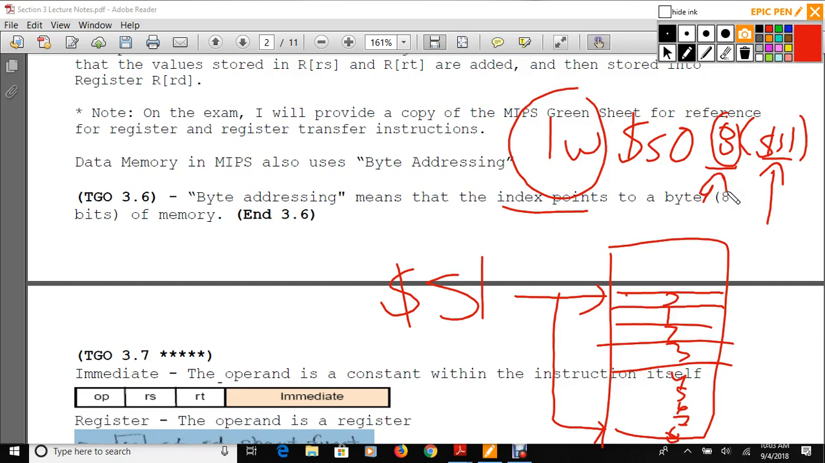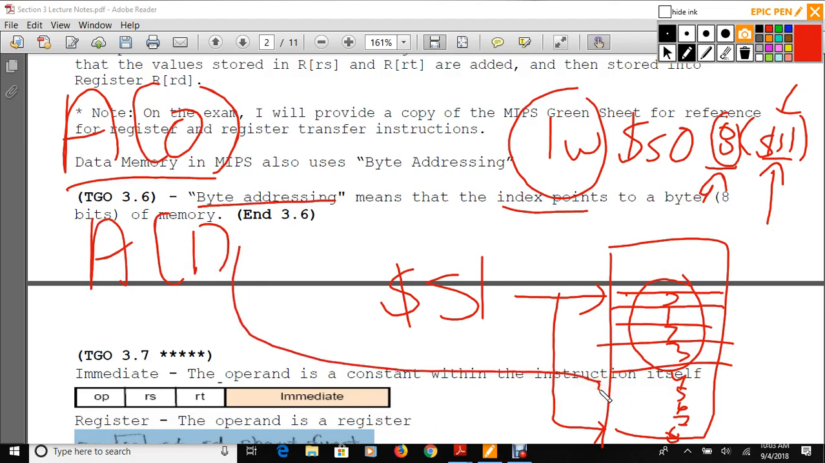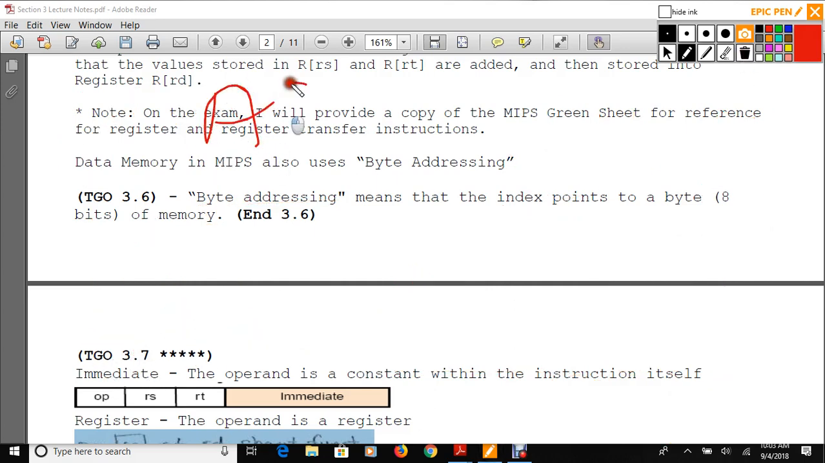If I'm getting a 0, that means the array A is in S1, that's my index, and then 0 grabs me bytes 0, 1, 2, and 3 because we're using byte addressing. If it's A1, that means I'm grabbing 4, 5, 6, and 7. If it's 8, that means I'm grabbing A2. So if I'm grabbing A7, what are the 4 bytes that I'm grabbing?